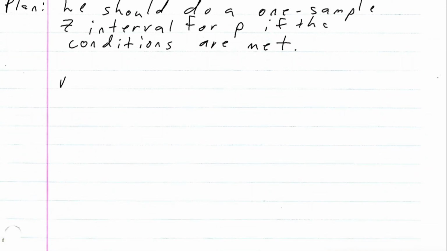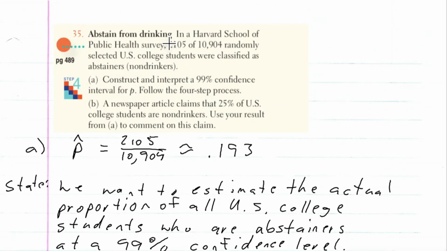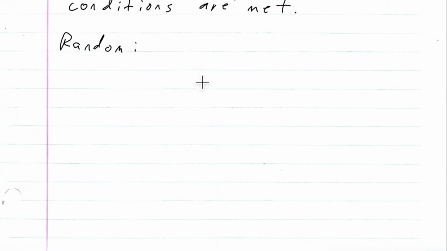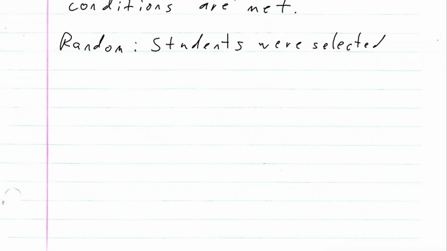The first one is random. Was this survey done randomly? Well, it says so in the problem: 2105 of 10,904 randomly selected U.S. college students. So definitely random. Students were selected randomly. Check. The next one is normal.